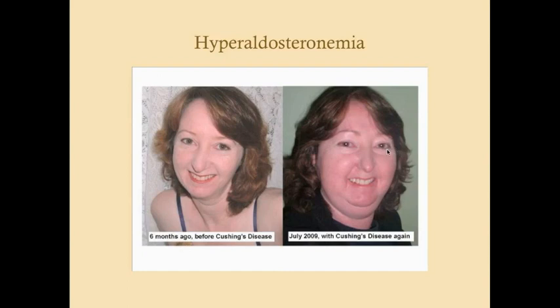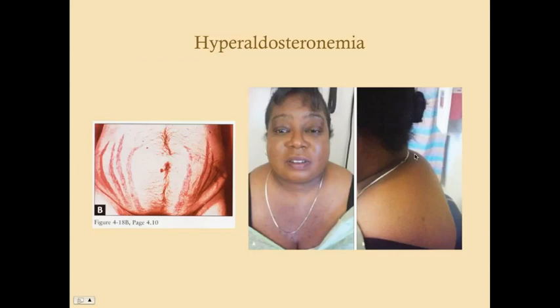So what you're more going to rely on is the time interval between how fast she was this thin to where she is now. Another reliable thing is this buffalo hump here. It's kind of hard to see, but you have a fat pad above the neck, and so it's almost like a hunchback.